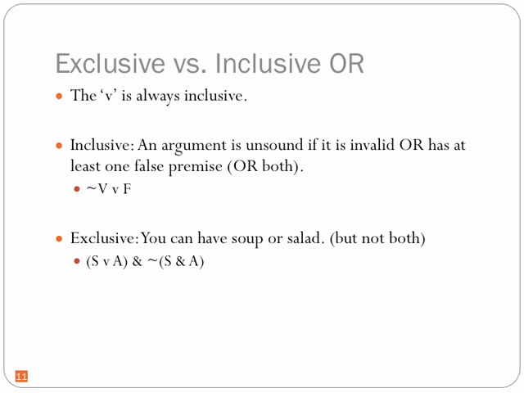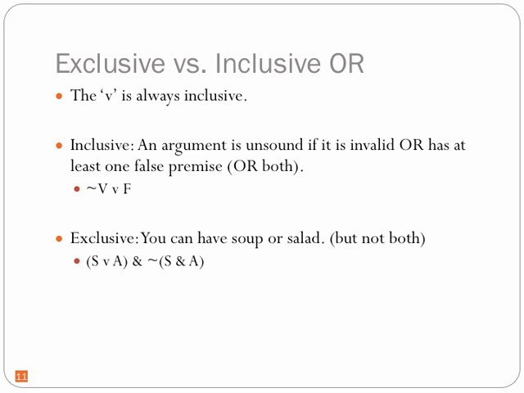So here's how we would symbolize that. We start with a basic or statement. Let S be defined as you can have soup. Let A be defined as you can have salad. So we've got S or A in parentheses. But then we need to specify that both is not an option. Otherwise, we will assume that it is, because as I said, that inclusivity is built into the wedge.